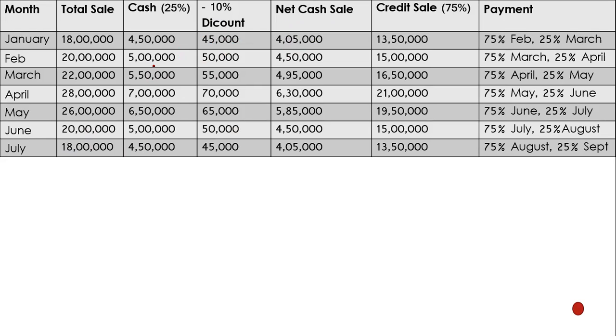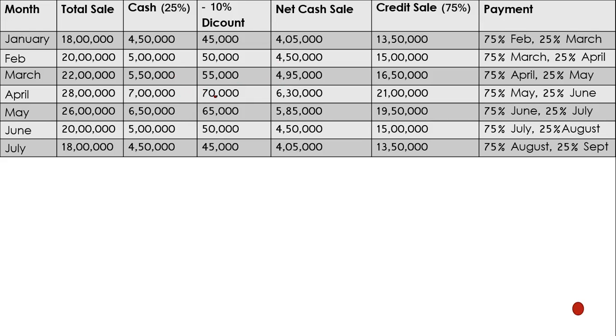10% of 5 lakh is 50,000. So 5 lakh minus 50,000 is equal to 4 lakh 50,000. 10% of 5 lakh 50,000 is equal to 55,000. So 5 lakh 50,000 minus 55,000 is equal to 4 lakh 95,000.